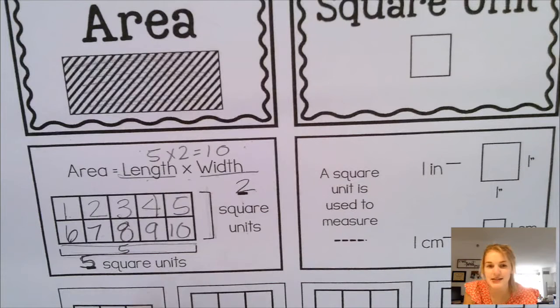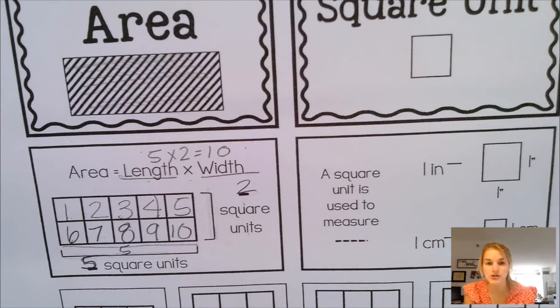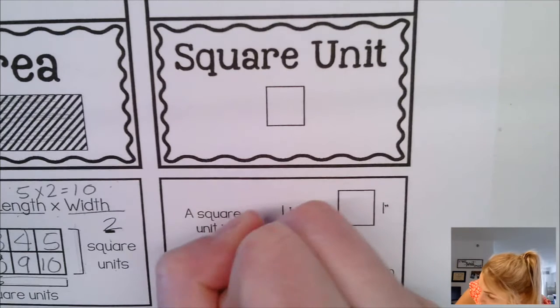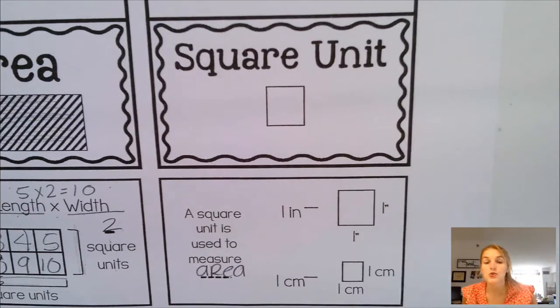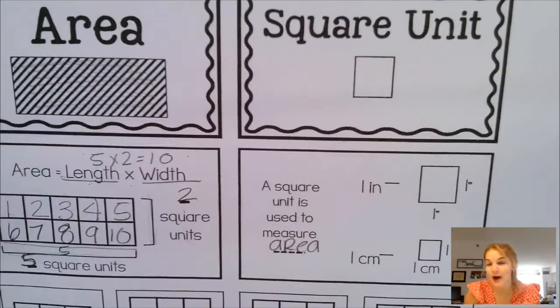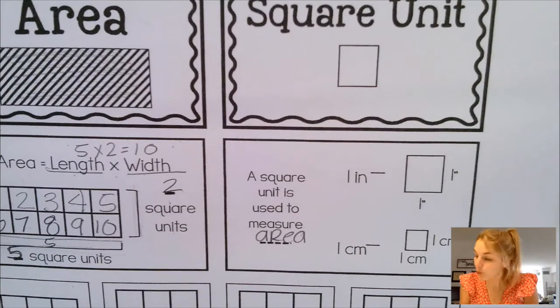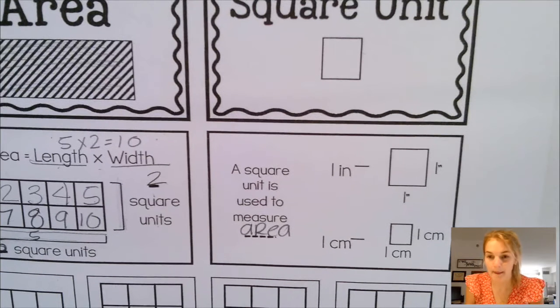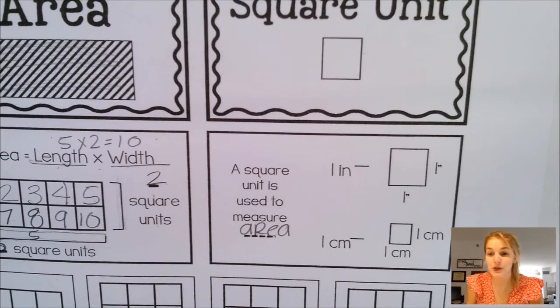So what is a square unit? Why can we just count these to find our area? Well, a square unit is used to measure area. Square units help us figure out how large the inside space is. So right here we have a square unit, and that can be determined by your problem. But you're also going to see things where the unit changes.